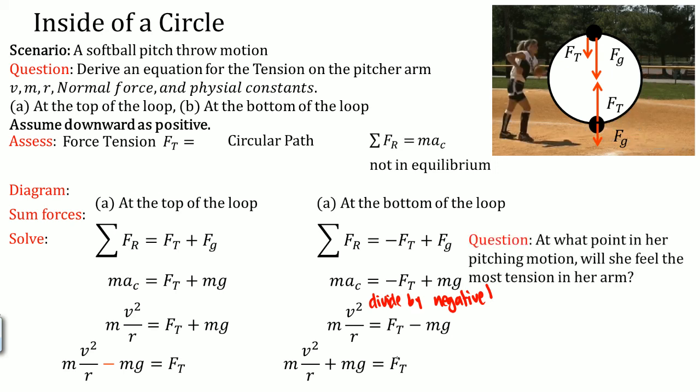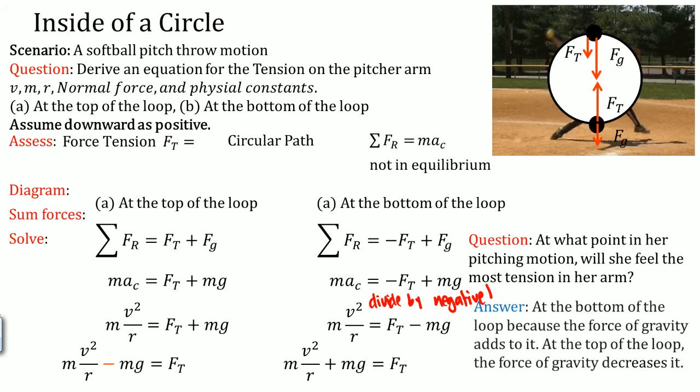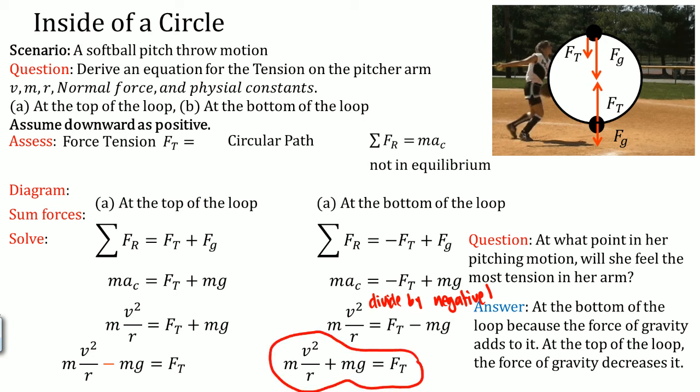So the question asks, at what point in her pitching motion will her arm feel the most tension? The answer would be here. She would feel the most tension in her arm at the bottom of the loop. Because at the bottom of the loop, the force gravity adds to the centripetal acceleration. But at the top, right here, it's a minus. So she would feel less on top of the loop. But at the bottom, she feels more of the tension force.